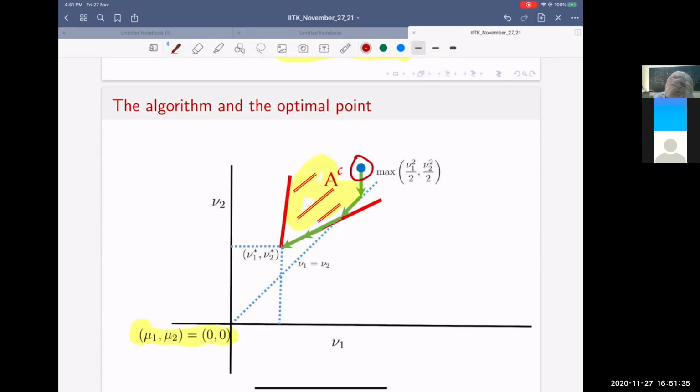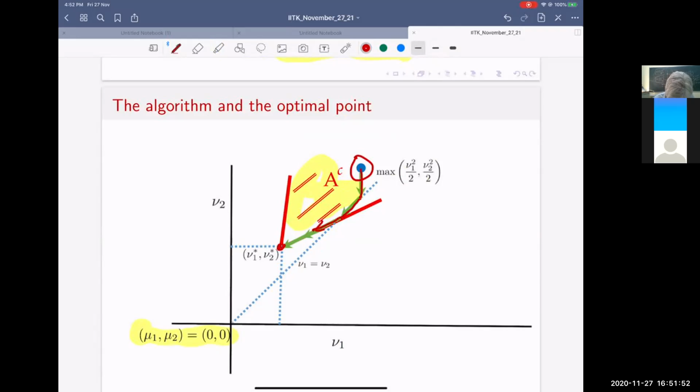Now nu2 is higher, so we do steepest descent, and we come down to this point. At this point, if you want to minimize the maximum, you go on the line where the two are equal. But now you hit the boundary of the set. Now the descent direction which improves is right here. So you stop at this point.